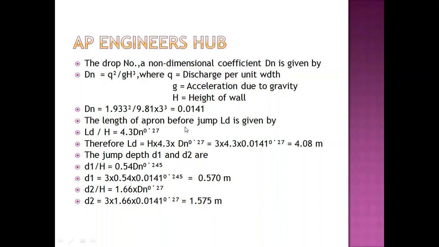D n is 0.0141. The length of apron before the jump L D is given by L D by h is equal to 4.3 D n power 0.27. Therefore, L D is equal to 4.08 meters. The jump depths d1 and d2 are: d1 by h is equal to 0.54 D n power 0.245. Therefore, d1 is equal to 0.547 meters. d2 by h is equal to 1.66 D n power 0.27. Therefore, d2 is equal to h into 1.66 times 0.0141 power 0.27, which is 1.575 meters.